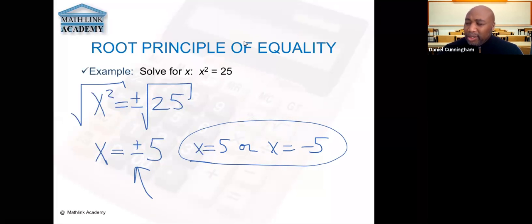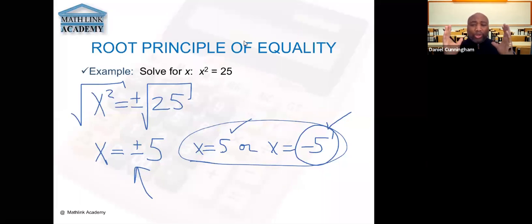Now double check it. So 5 squared is what? 5 times 5 is 25. That works. But also look, what is negative 5 times negative 5? Two negatives make a positive, so that would also be a positive 25. So both of those answers work. That's why, when you take the square root on both sides, you have to do plus or minus square root, because you end up with two answers for this particular problem. So remember that this is a good way to solve these x squared equations.